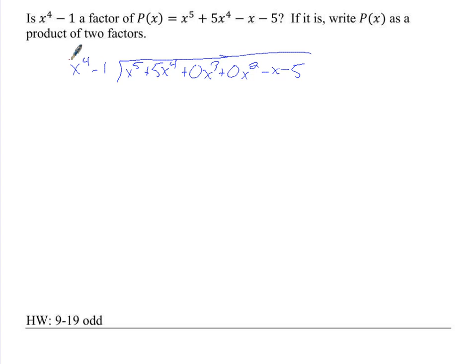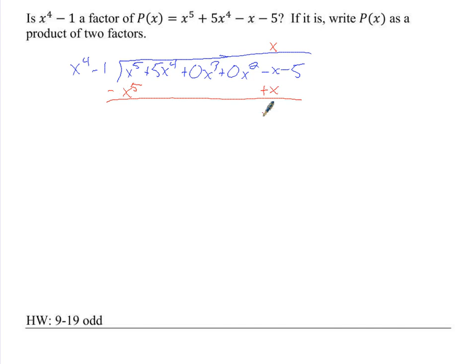No. X to the fourth times what gives me x to the fifth? X. Where am I going to write that? Above the x, so all the way over here. X. And then what happens? Distribute. So x times x to the fourth is x to the fifth. X times negative 1 is negative x, which I write all the way over here. Draw my line. Change all your signs.